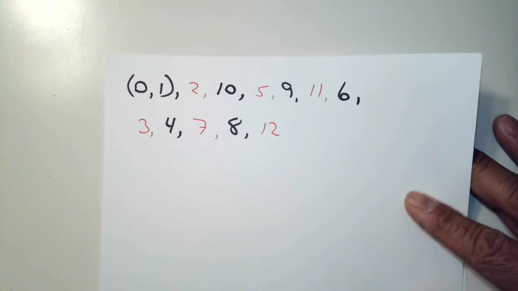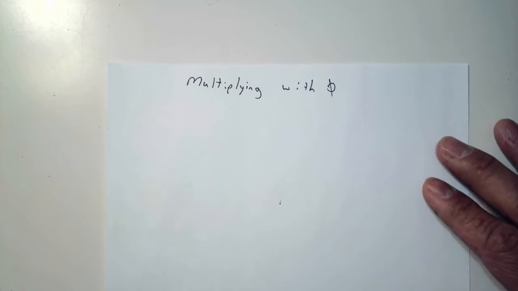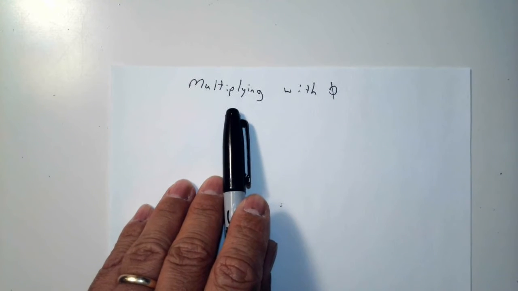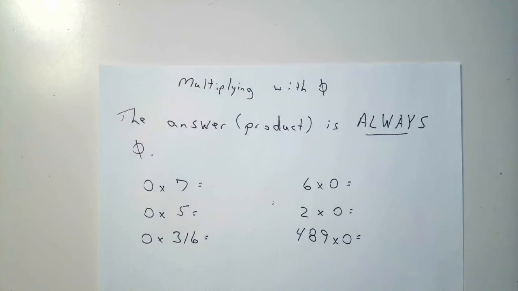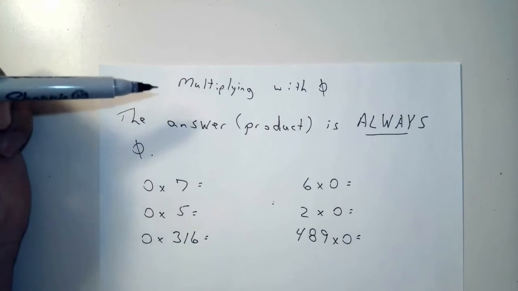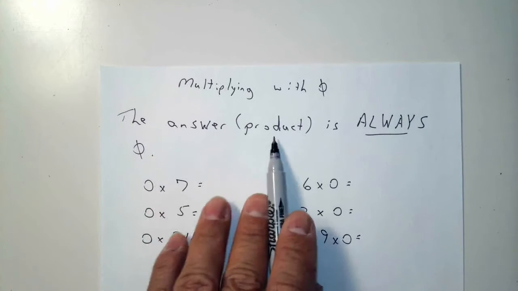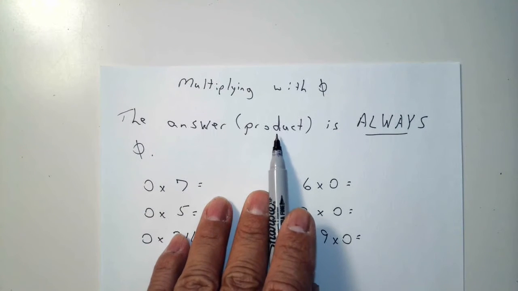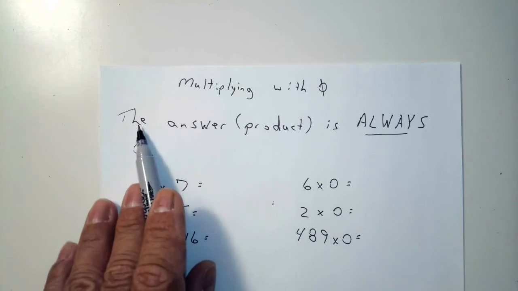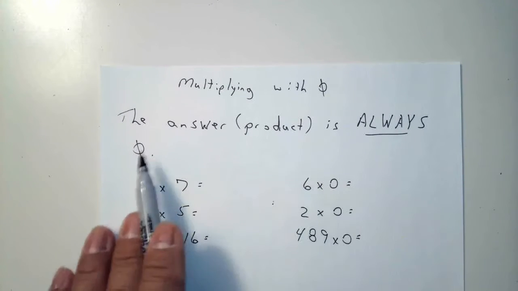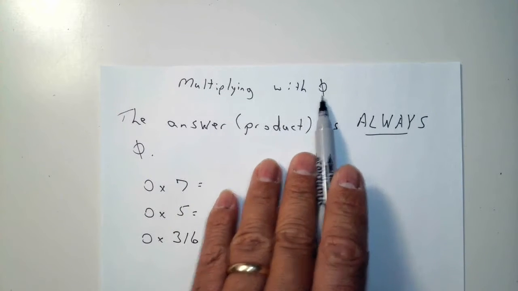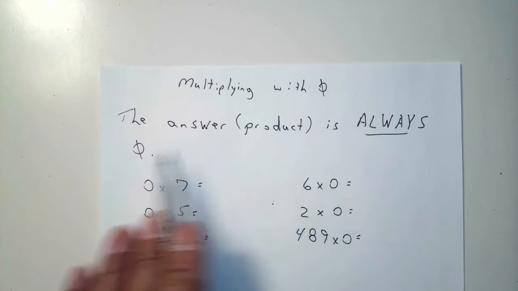Right now, we're going to be doing the 0s and the 1s. So, when multiplying with 0, the answer, product is the name for the answer to a multiplication problem, is always 0. When multiplying with 0, the answer is always 0.